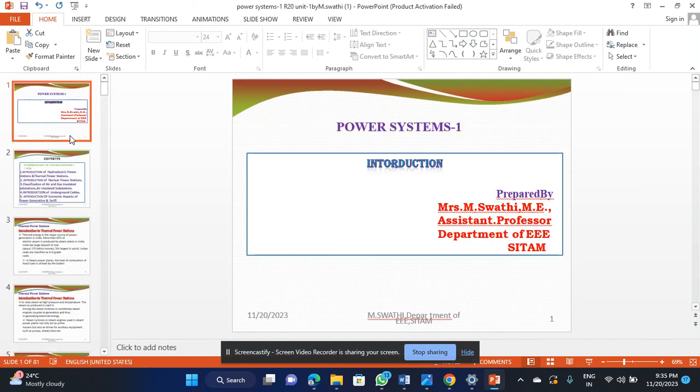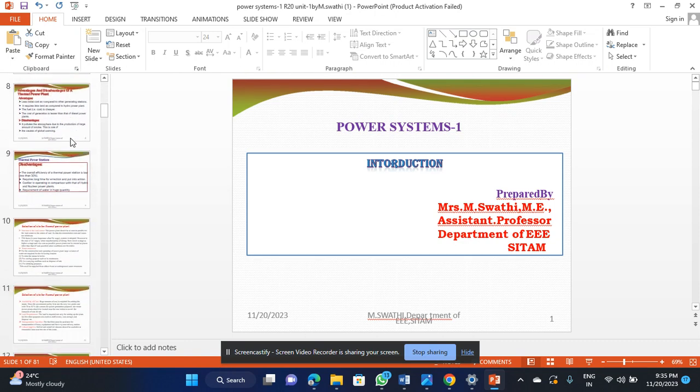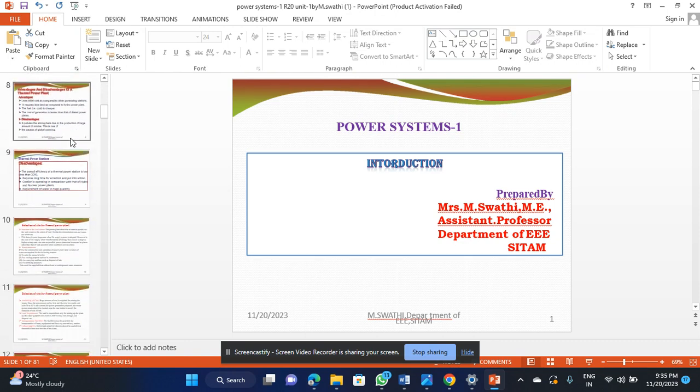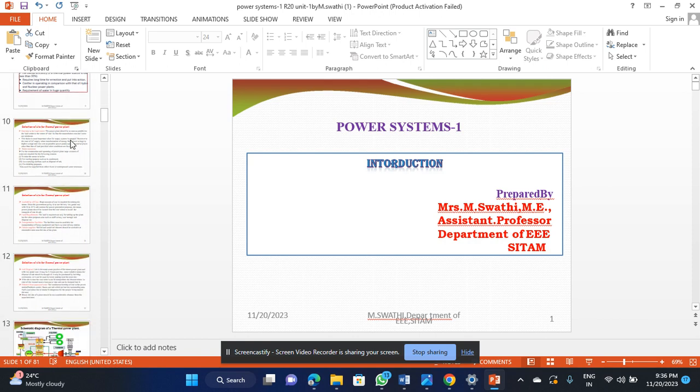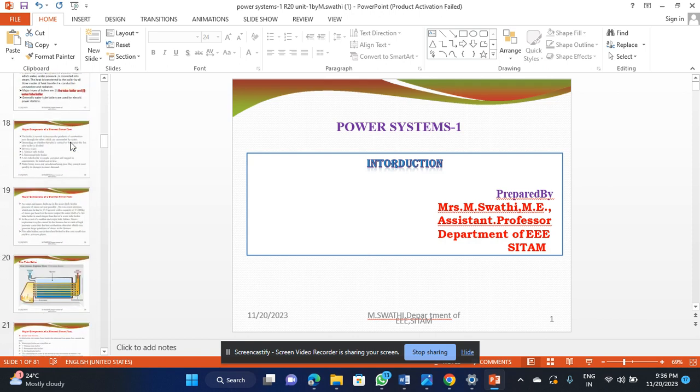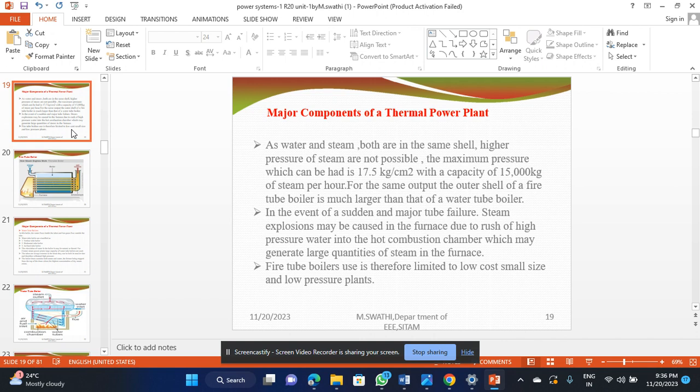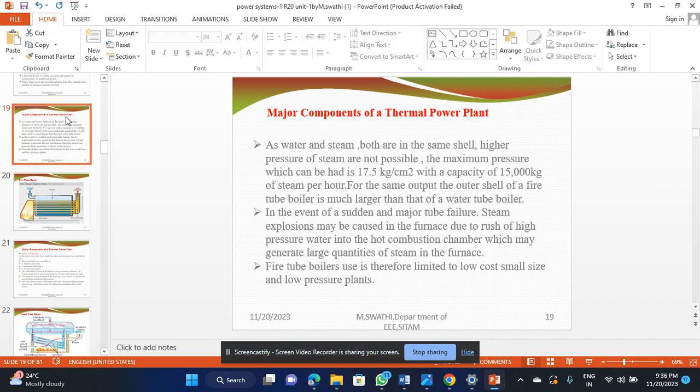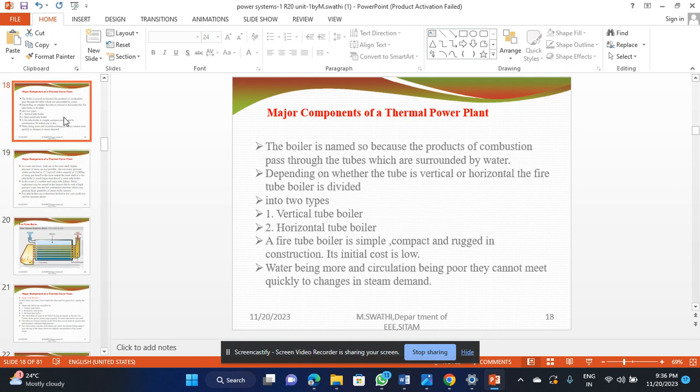Today we are going to discuss the different types of boilers in the thermal power plant. In the previous session we have seen the working of the thermal power plant. Today we are going to discuss the main component of the thermal power plant, that is the boiler.